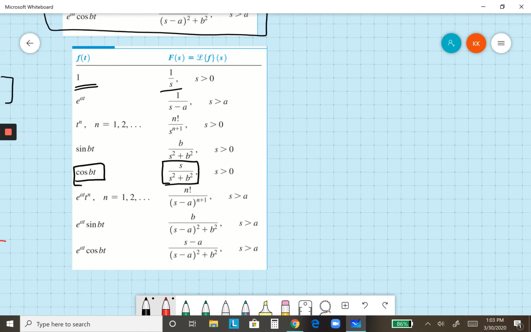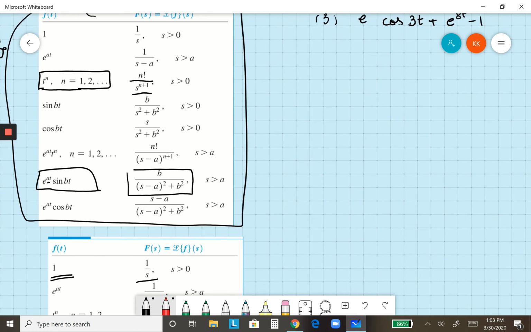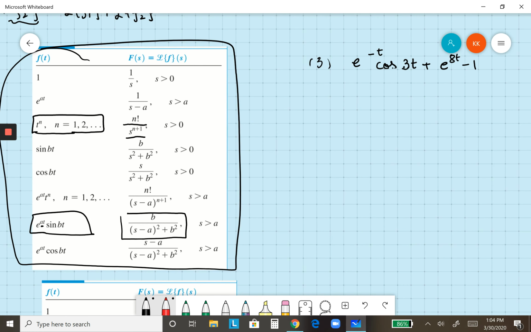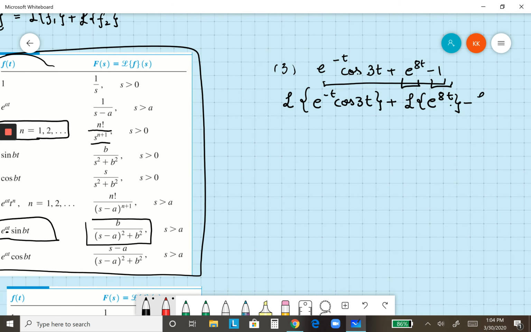We can do another such example with the Laplace transform, which is here. So again, we can use the distributive property, which is Laplace of e raised to power negative t cosine 3t, and we can distribute the Laplace to the rest of the given equation. So plus Laplace of e raised to power 8t minus Laplace of 1.